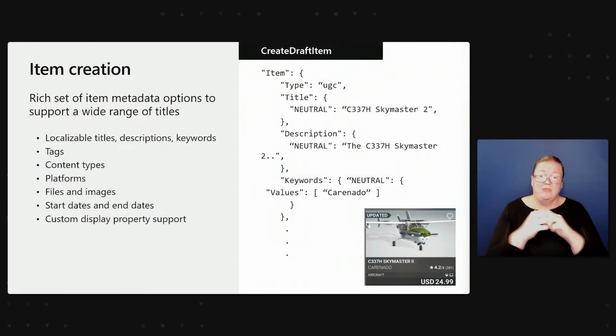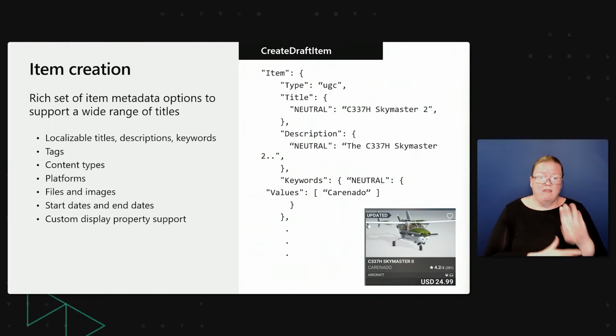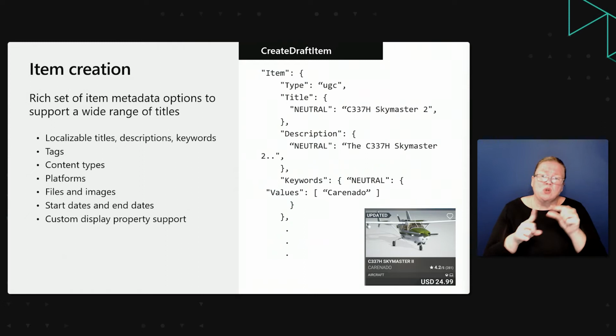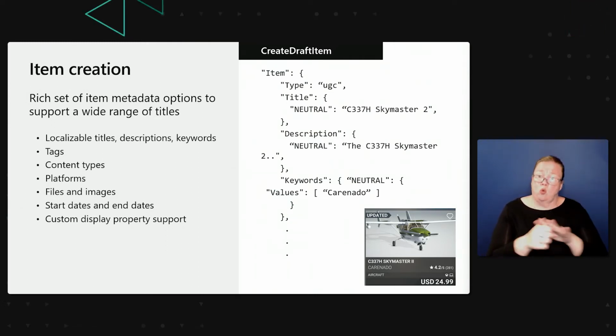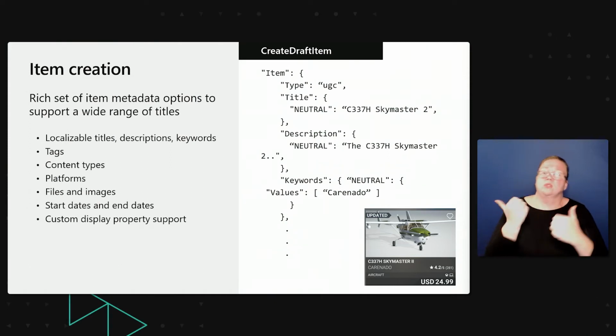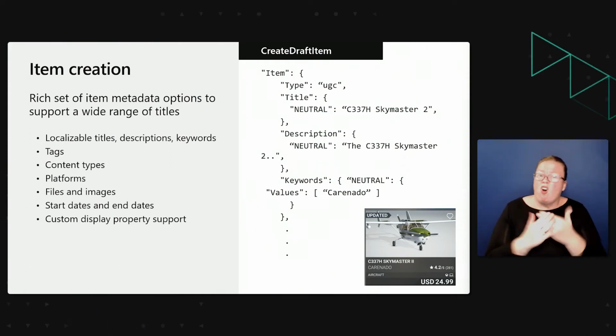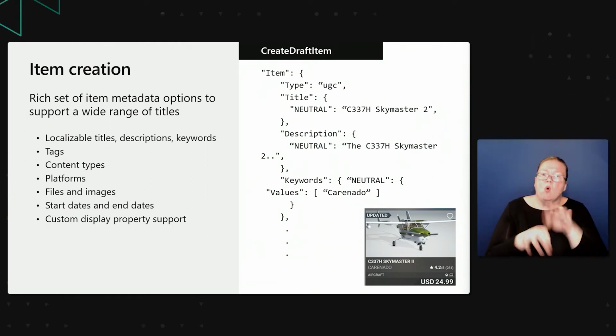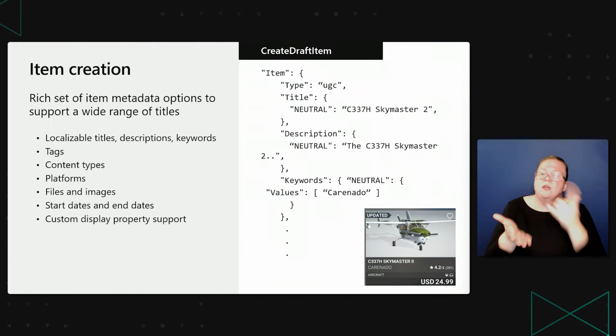So starting off with how PlayFab helps you, this is the item creation process. We talked about how localization is a big thing, so PlayFab UGC supports localized titles, descriptions, and keywords. You can see here there's the neutral description for this title. Neutral is the default localization if a localized field doesn't exist. There's also tags, content types, and platforms. We support images and files. All of these different baseline item metadata options are the key things you want to display when presenting it to the players.